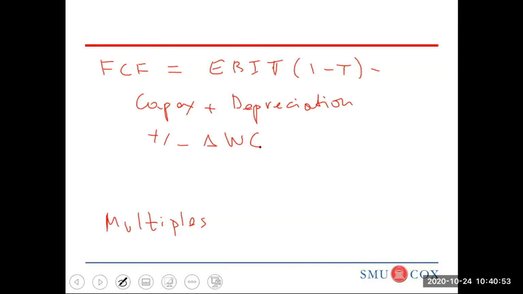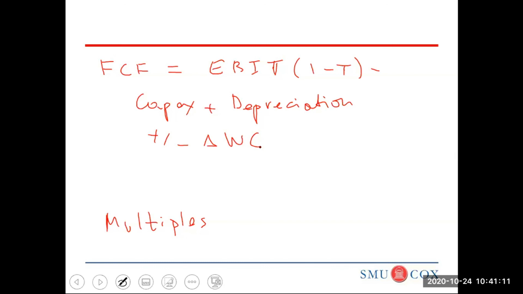All right, so it's actually fairly straightforward. I think this free cash flow formula is quite important for valuation. We'll go through that next class. We'll calculate free cash flows.